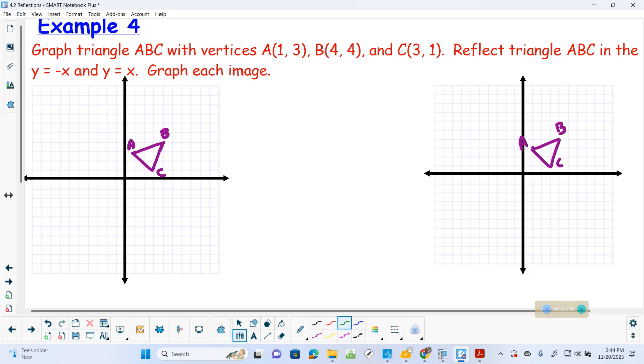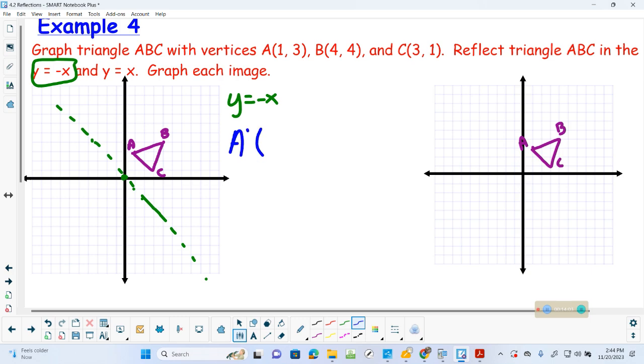Okay, so they want you to do it over both lines. Well, it says this one first, so I'm going to start with this one. Again, we just graphed that line: y-intercept 0, slope -1, so down 1, right 1. Some of you can just flip that over the line and do it. Jealous if you can. I am going to use the rules.